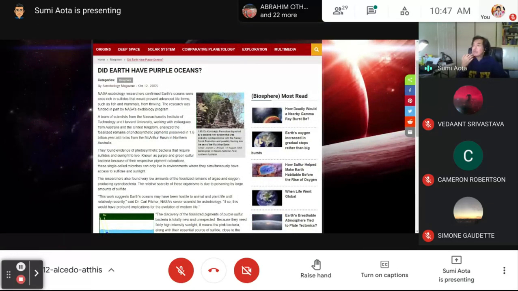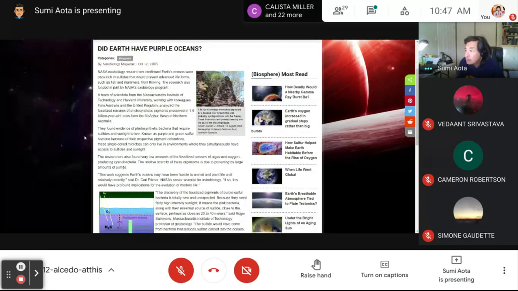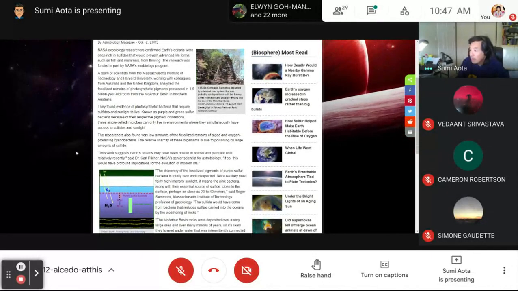So NASA exobiology researchers confirmed their oceans were once rich in sulfides that would prevent advanced life forms, such as fish and mammals, from surviving. Evidence of photosynthetic bacteria that require sulfide and sunlight to live, known as purple and green sulfur bacteria because of their respective pigment colorations. These single cell microbes can live in environments where they simultaneously have access to sulfide and sunlight. They also found low amounts of fossilized remains of algae and oxygen-producing cyanobacteria. The relative scarcity of these organisms is due to poisoning by large amounts of sulfide.